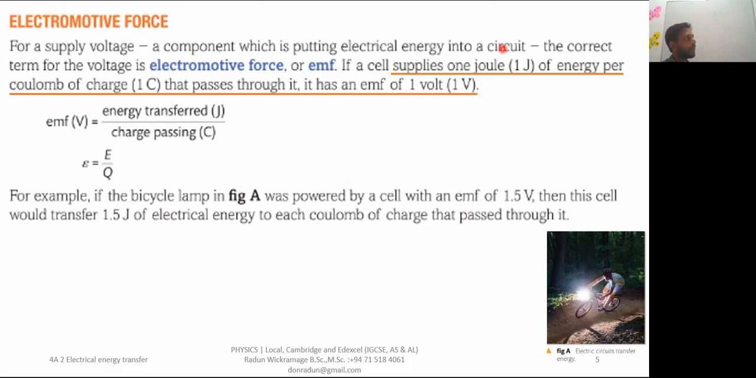And if a cell supplies 1 joule of energy per coulomb, which form of energy does it supply? Photon energy or electrical energy? Archana?